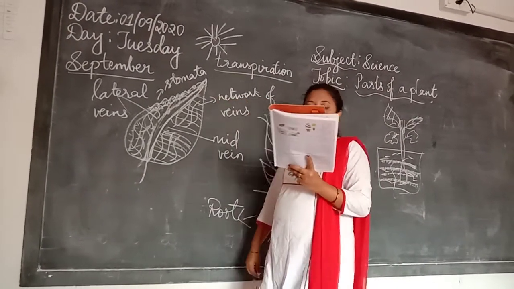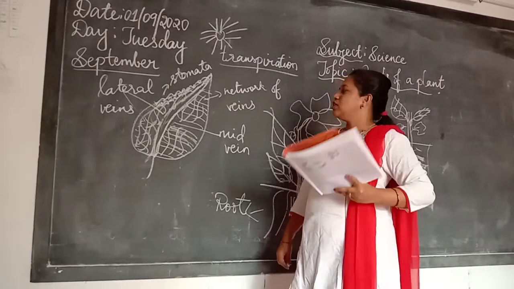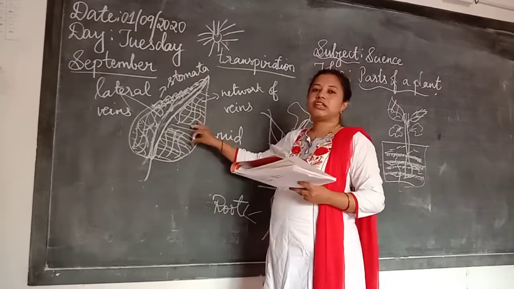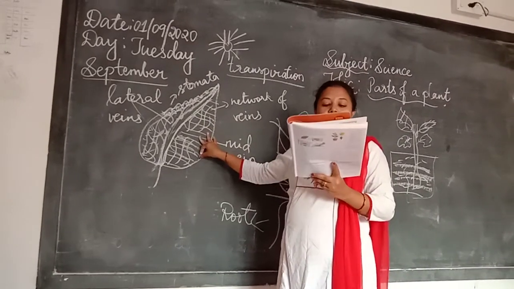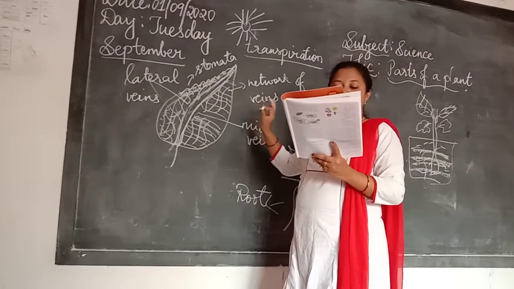The prepared food provides energy for the growth of plants. In what form is this food present? In the form of sugar. So it is in the form of simple sugar. This helps the plant to grow healthily.